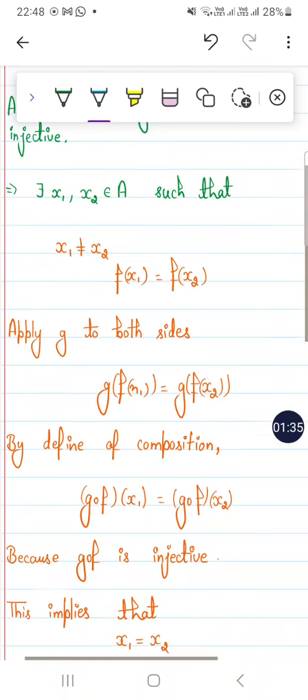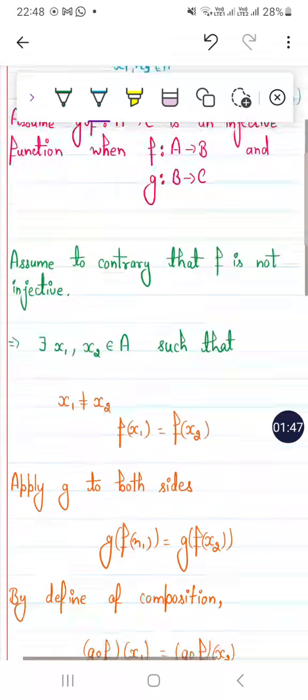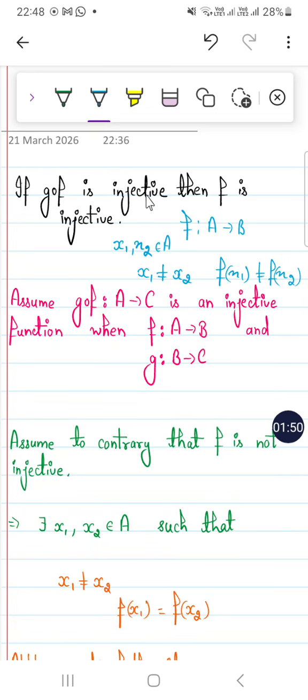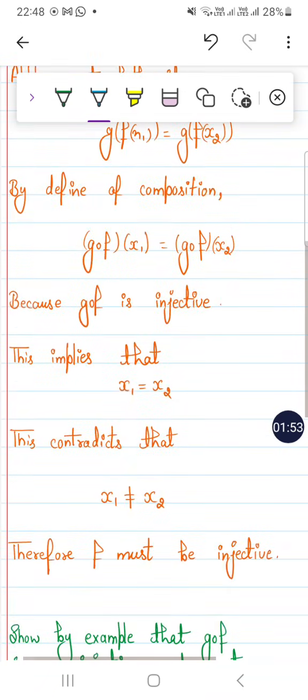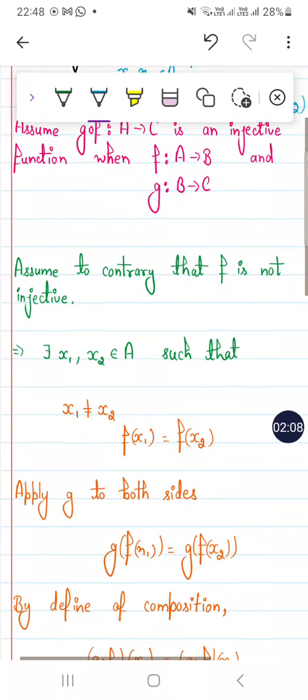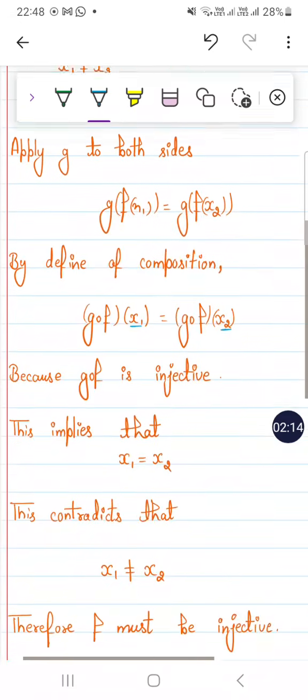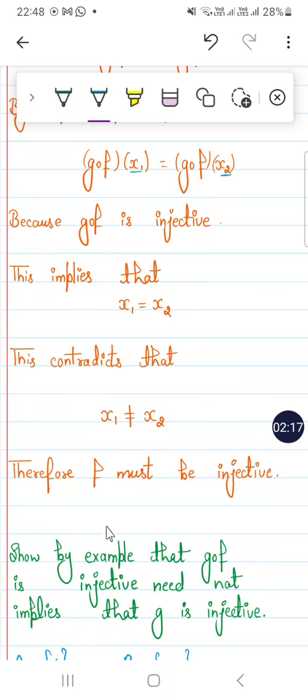By the definition of composition, (g∘f)(x1) equals (g∘f)(x2). Since g∘f is injective, which is given, this implies that x1 is equal to x2. This contradicts what we assumed, that x1 is not equal to x2. So our assumption that f is not injective is wrong. f must be injective.